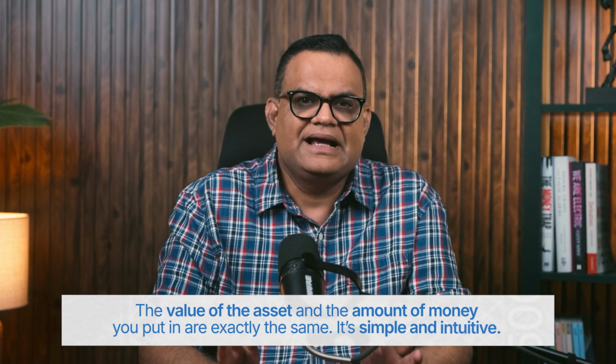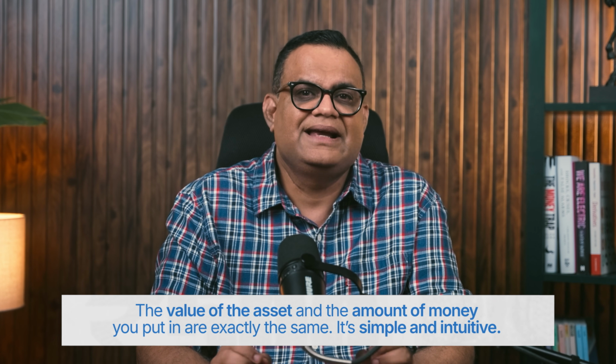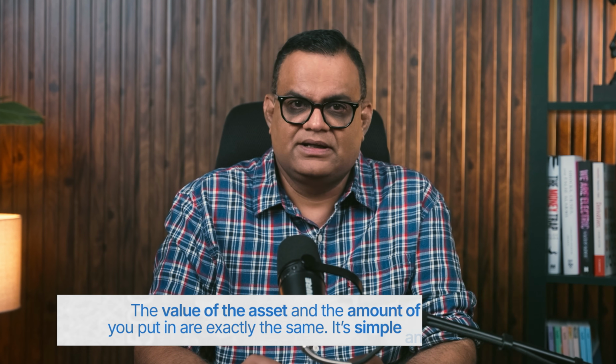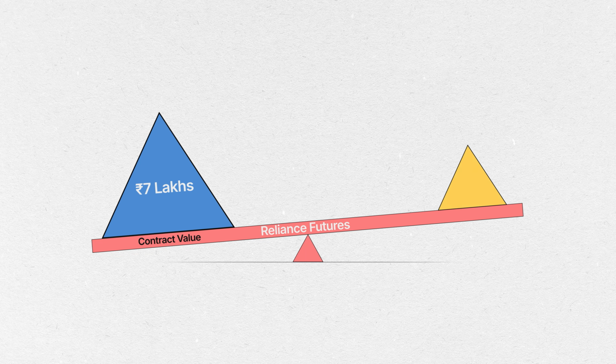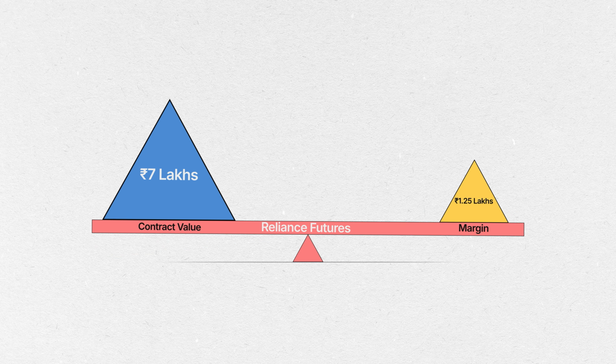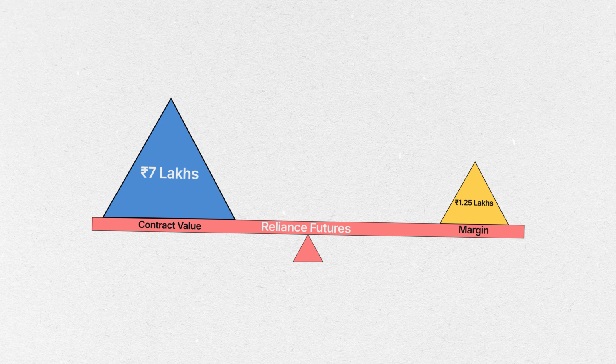As we learned in the Reliance cash market example, the value of an asset and the amount of money you put in are exactly the same. It's simple and intuitive in cash market. Futures work very differently. In our early example, one lot of Reliance futures has a contract value of roughly 7 lakhs. But the margin required to take that position is only about 1.25 lakh. Now you're controlling a 7 lakh position by committing just 1.25 lakh upfront. That difference between contract value and the margin is what creates leverage. Conceptually, it's similar to making a down payment on a bike or a house. You control an asset that is several times larger than the cash you initially put down.